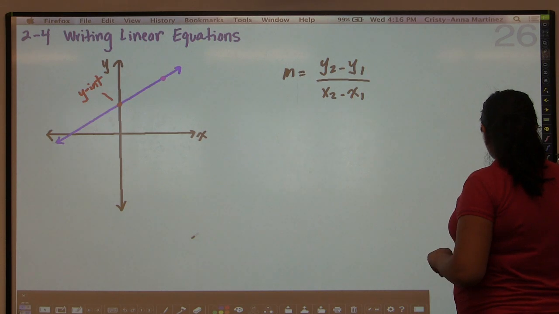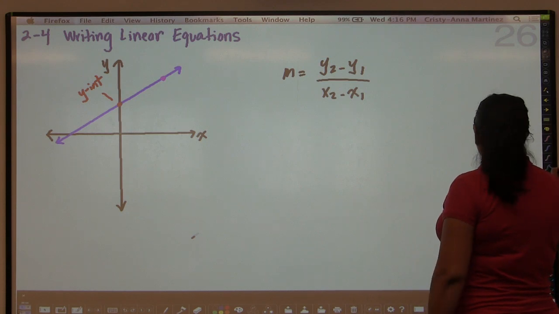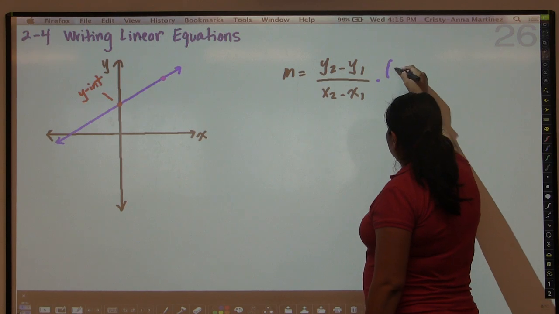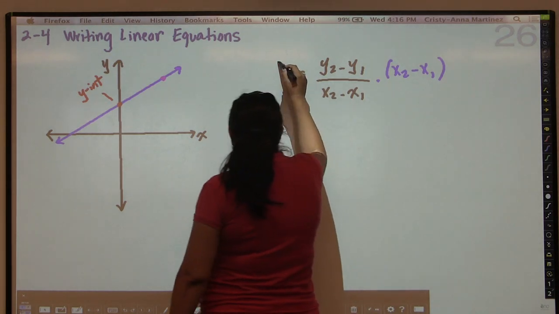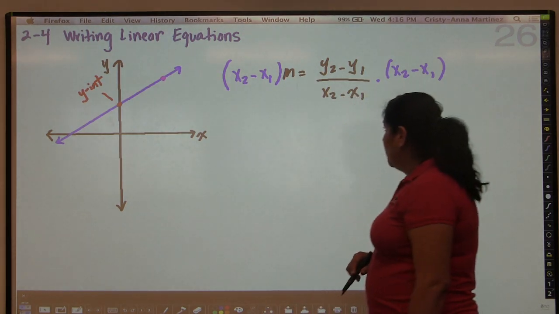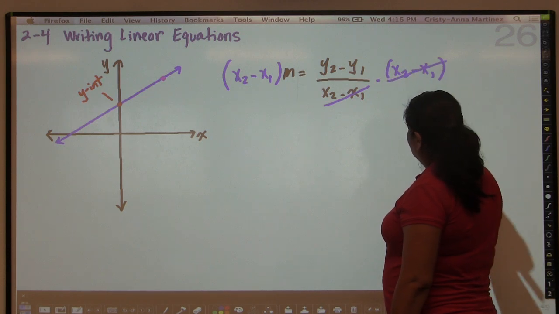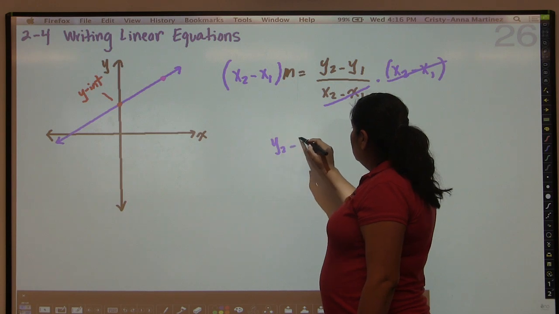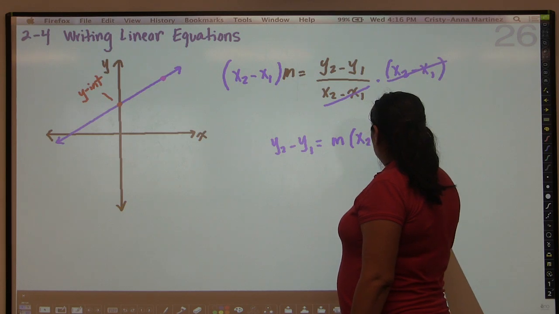If we take this formula right here, for example, we can actually manipulate it. And if I were to multiply, because I feel like it, you're probably going to say, well, I don't want to multiply. Well, just do it. If I multiply both sides by the bottom portion of the formula, this x2 minus x1 is going to cancel with this one over here. And if I write this in a different order, I'm going to get y2 minus y1 equals m times x2 minus x1.